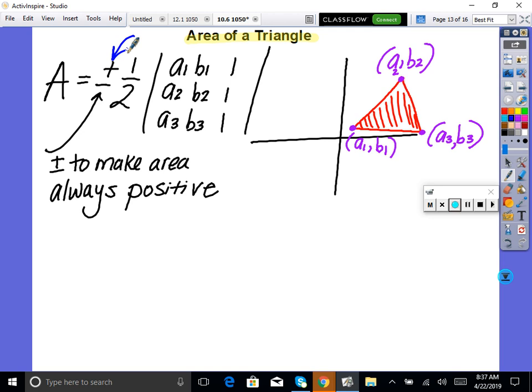Area couldn't be negative. So the plus or minus just says make whatever answer you have positive. Then you're going to take a half, and notice all they did was take the XY point A1, B1, XY point A2, B2, A3, B3, XY, XY, XY. And in this one, since it's 2D, our Z is just 1s all the way down. Then all you have to do is find the determinant of this, times it by a half. I can't say it's not hard, it's just not annoying. So we'll do one example of that.